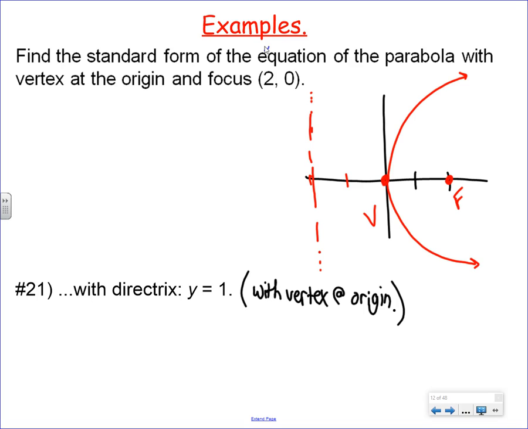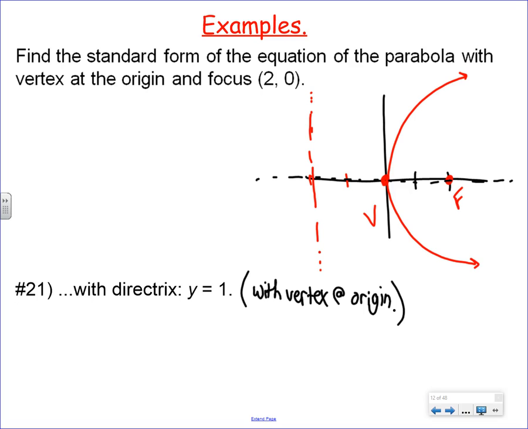So let's transition. Okay, look at your basic graphs. Look at the page before or the illustration up above. Which standard form would go along with facing right? Vertical axis or horizontal axis? Horizontal, because look at the axis of symmetry.